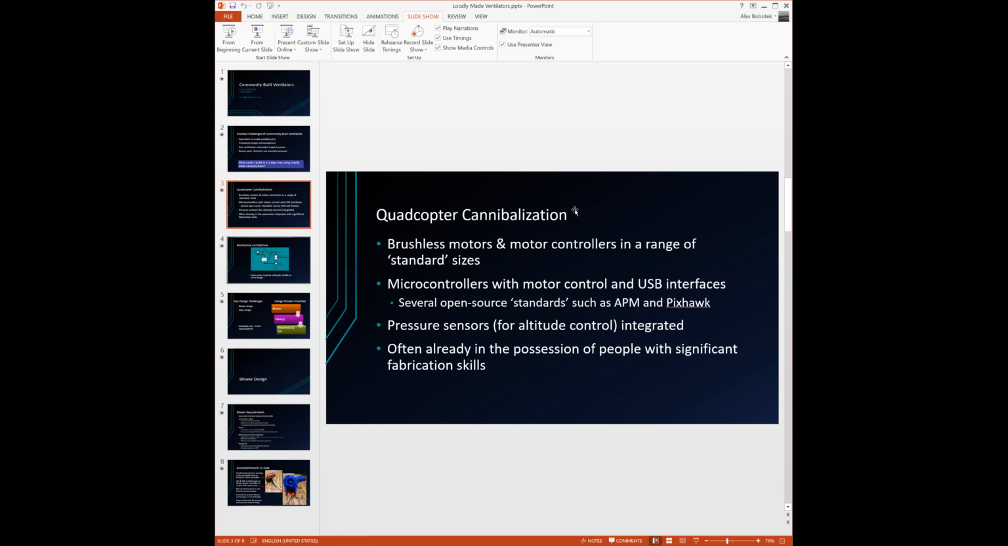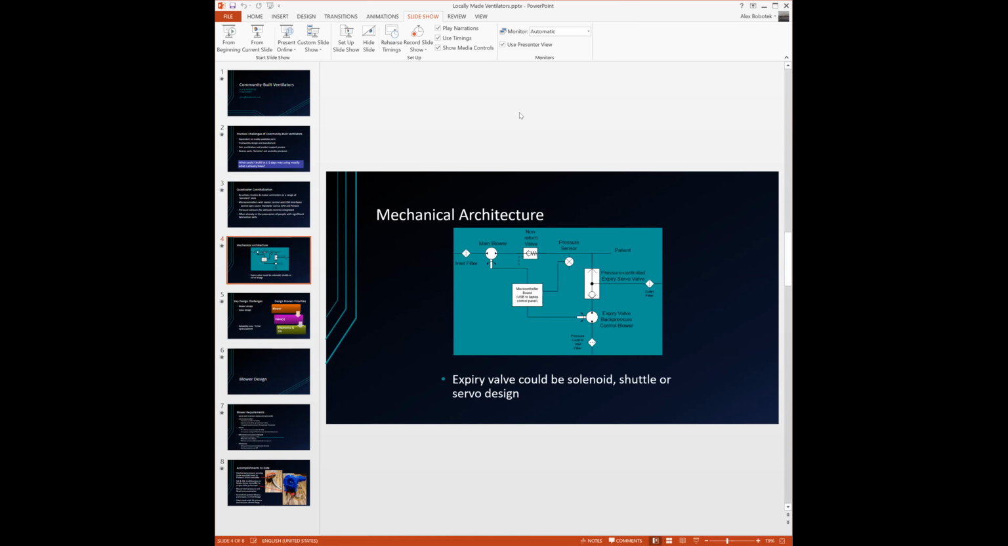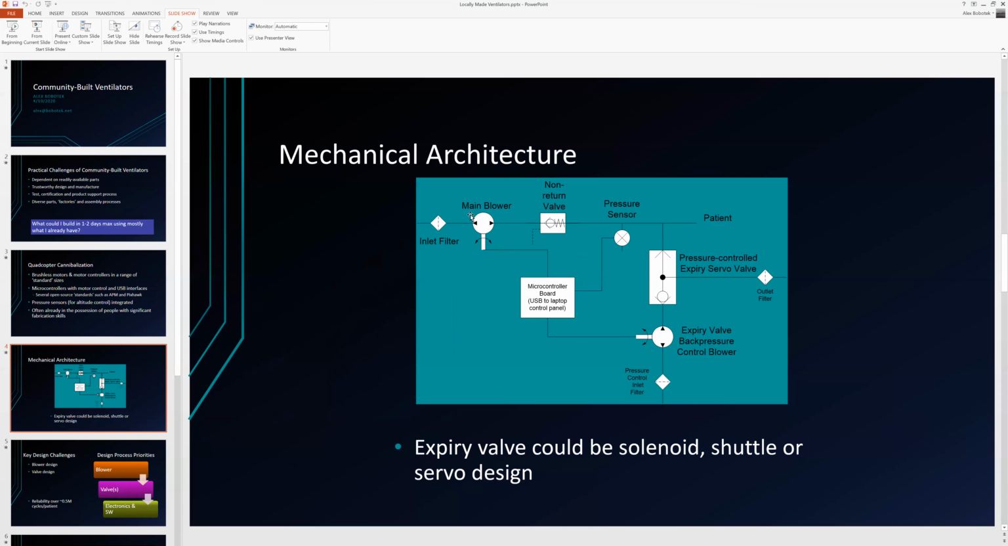So mechanically, let me see if I can go full screen now. That should be enough. Mechanically, I've thought about the heart, of course, is a blower, some sort of blower, and I've been favoring, of course, the turbine model with a DC-controlled motor. There have to be some filters on the ins and outs, inputs and outputs.